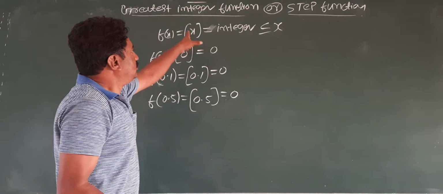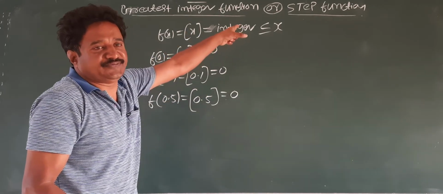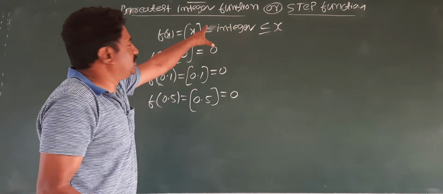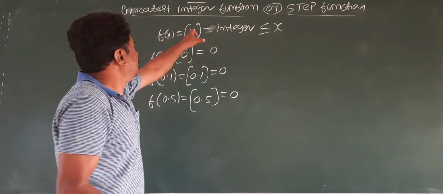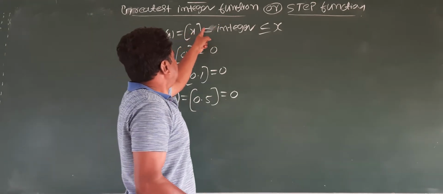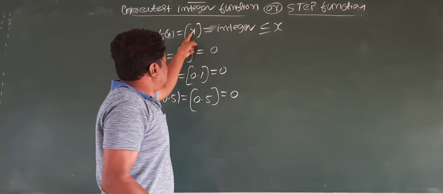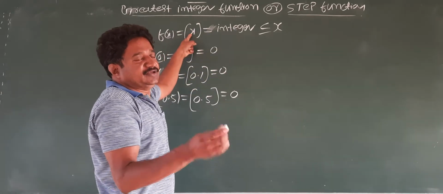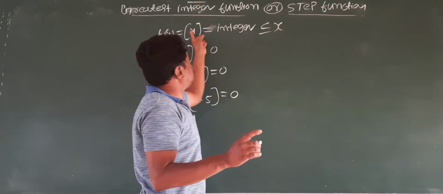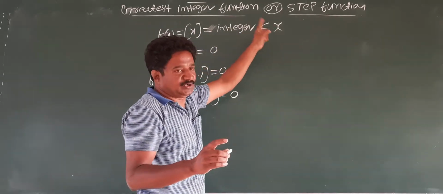This is how the greatest integer function is defined. This is how we define the greatest integer function. If it is an integer, equal to the integer. If x is not an integer, you write an integer less than this number, right? Less than or equal to x.